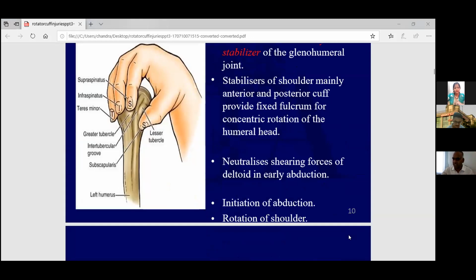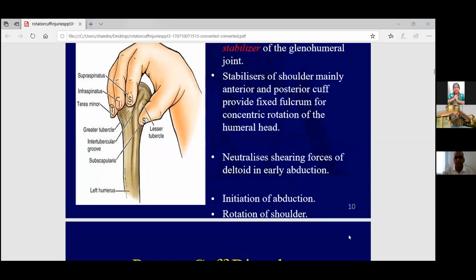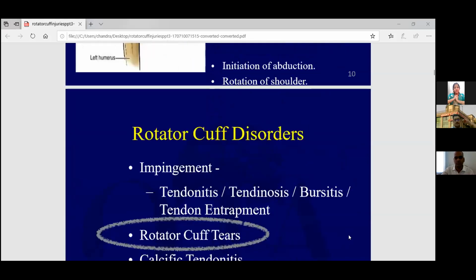Initiation of abduction is always by the supraspinatus muscle only, followed laterally by the deltoid muscle. Remember this also: rotation of the shoulder is initially also by the muscles of the rotator cuff only. So these are very important muscles for movements of the shoulder joint.